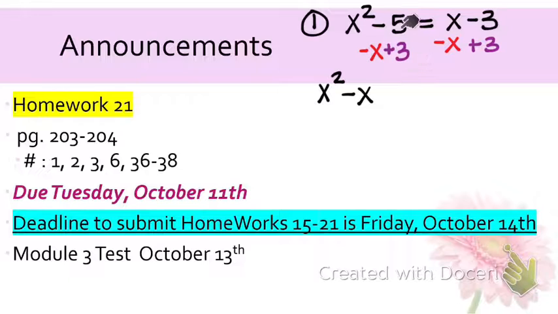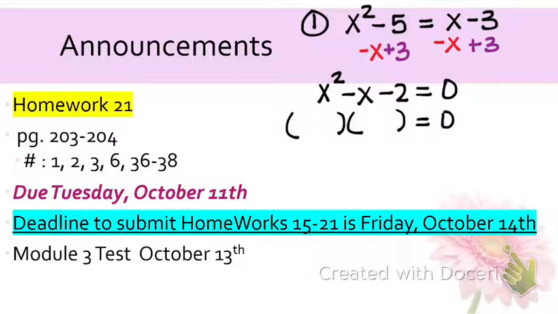And negative 5 and 3, these are like terms. So what is negative 5 plus 3? Negative 2. Go ahead and factor that down. So you need 2 numbers that multiply to be negative 2 and add to negative 1. Go ahead and factor it down. So you always set them equal to each other, set them equal to 0, and factor.